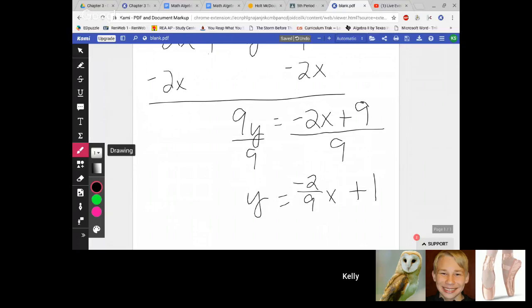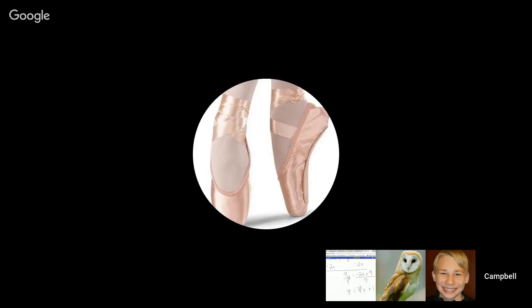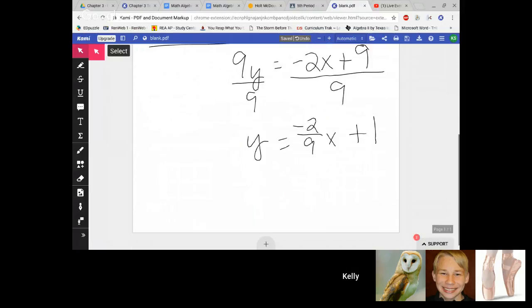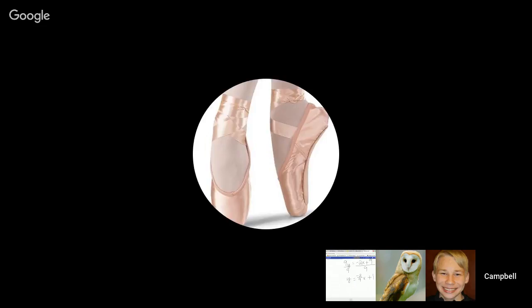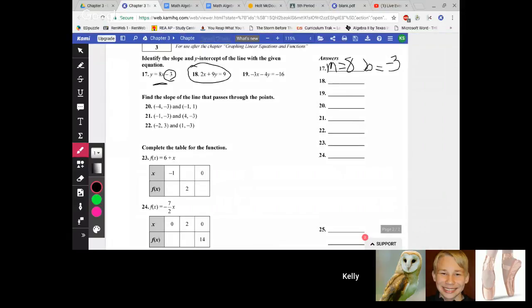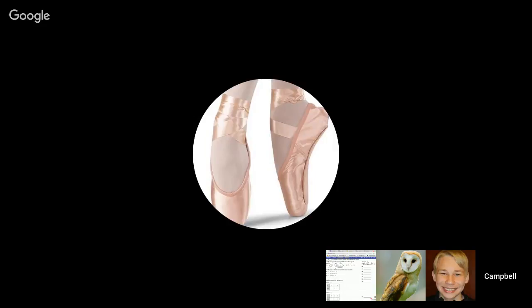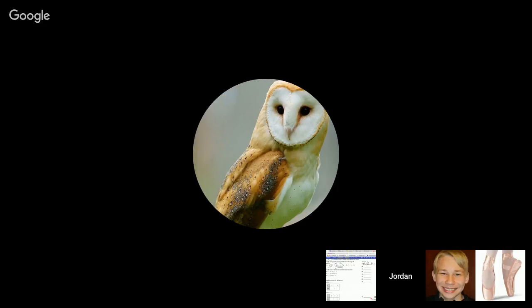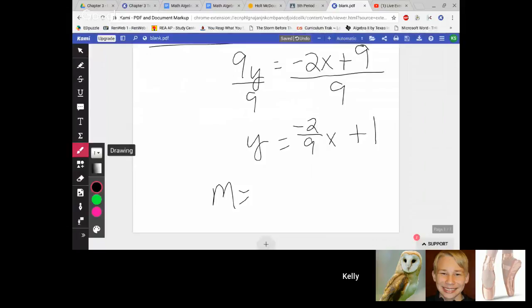So what would my slope be in this one? -2/9. Good job. And what number is this again? That's on the back side of the sheet. It's this one right here, number 18. Negative 2 over 9. And then the y-intercept, which is represented by a b, is a positive 1. This part right there, so that's the y-intercept.